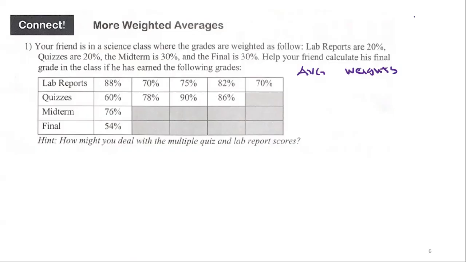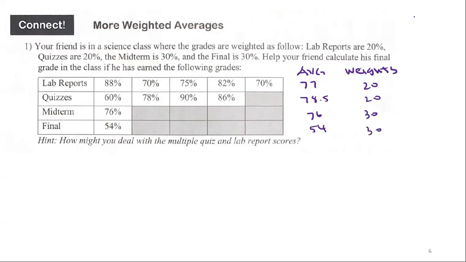So for the first one, when we add these up and divide by the number of labs, we have an average of 77. For the quizzes, the average quiz score would be 78.5. For the midterm, there's only one, so we put 76. For the final, it's 54. Now for the weights, we just use the weights that are given to us. So the lab reports here are 20, the quizzes are 20, the midterm is 30%, and then the final is also 30%.